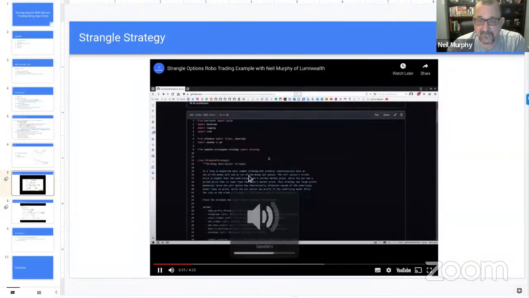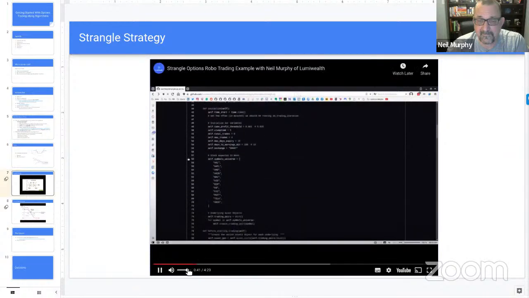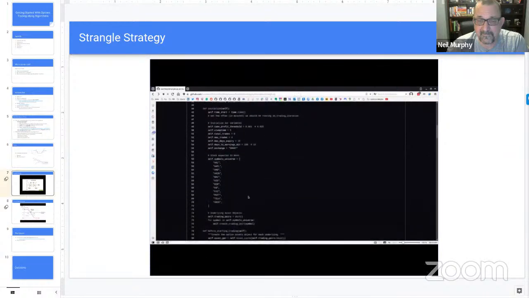Examples. This is a Strangle strategy. Here's a description of the strategy. We initialize our variables. These are the stocks that we're going to use. All of these are going to be customized to the specific strategy.